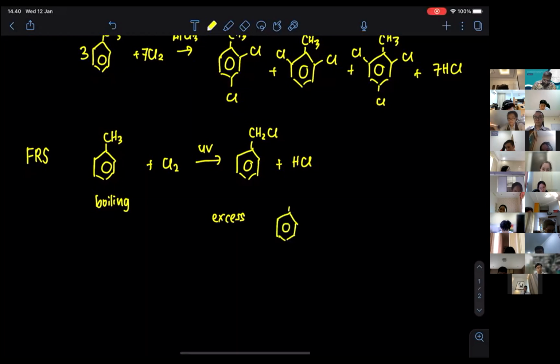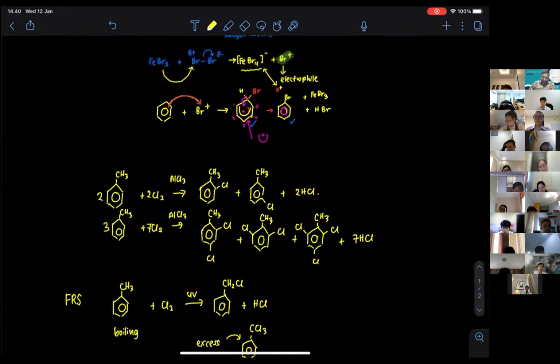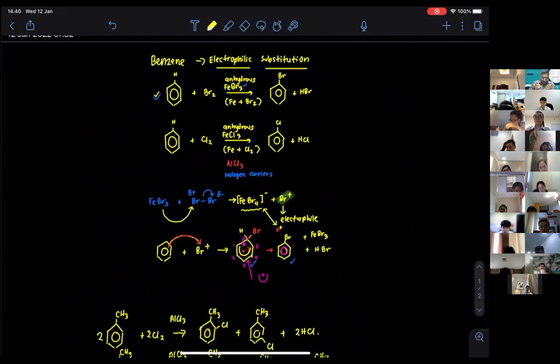hydrogen replaced by the Cl. So if that is in excess, you're going to have this. This is what we have done just now in the morning. So you can see roughly, you see electrophilic substitution for benzene.